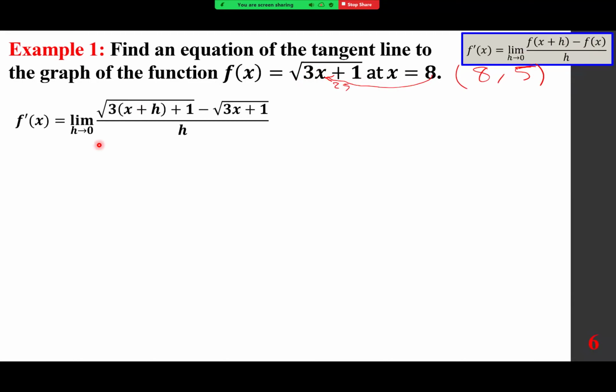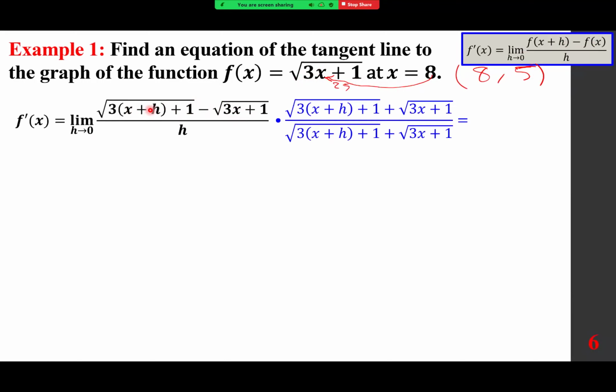So if you plug in, you notice you get 0 over 0. Because you're dealing with the square root, you are going to multiply by the conjugate of the numerator and divide by it. Conjugate means change this to a plus sign. And this is a minus b, a plus b. The result is a squared minus b squared. So you square this one minus you square this one. In other words, we get the following.